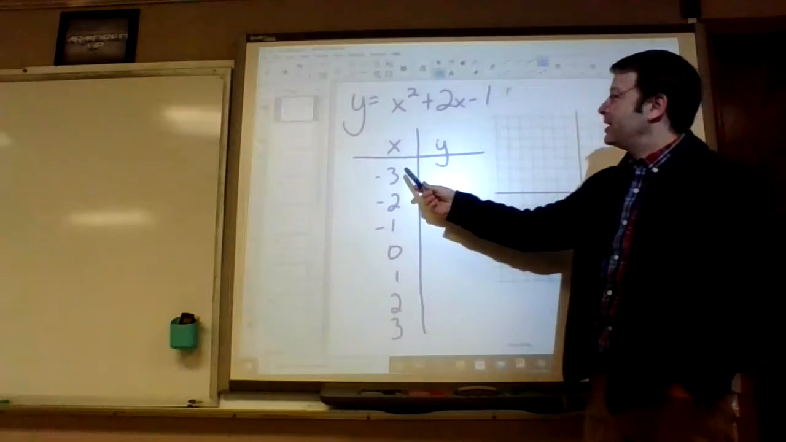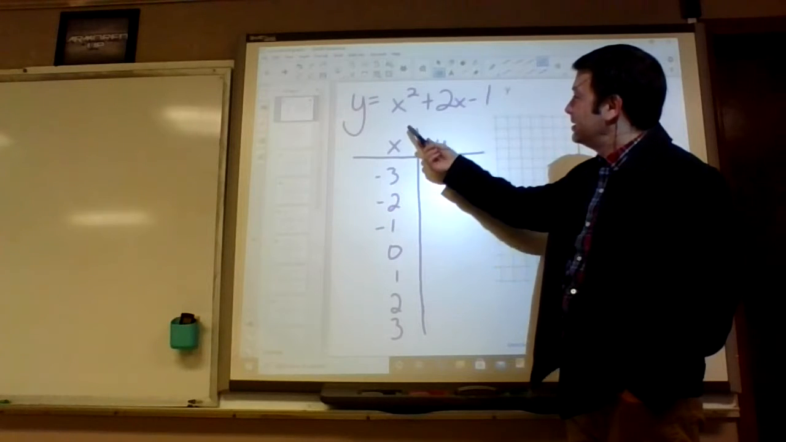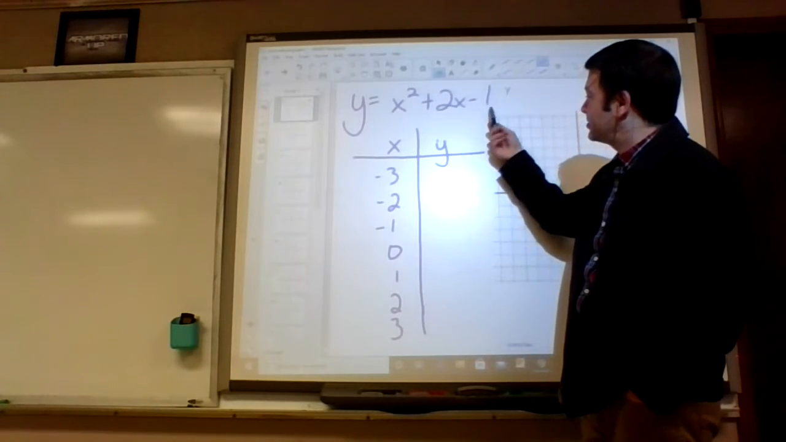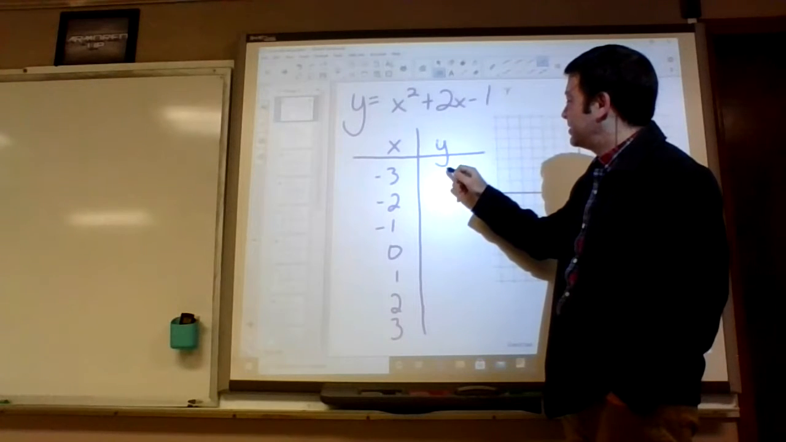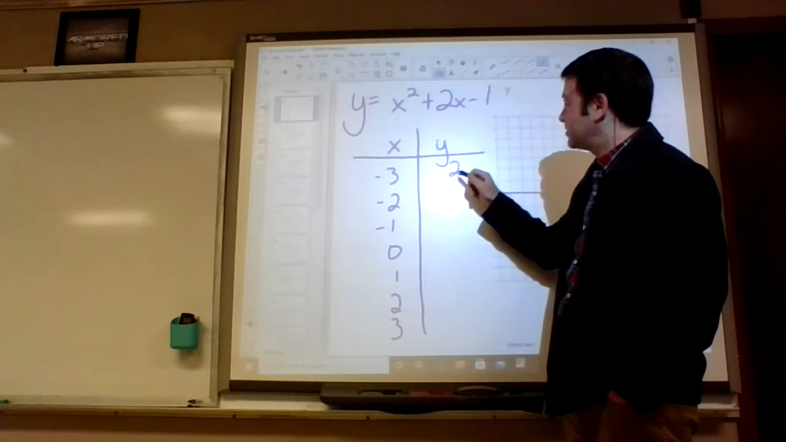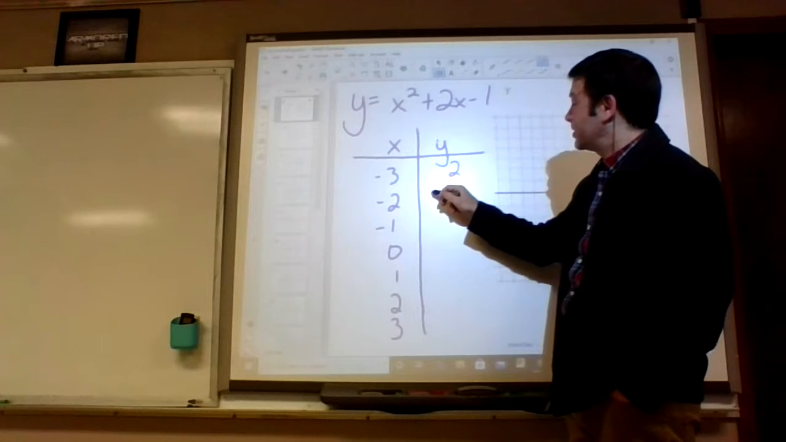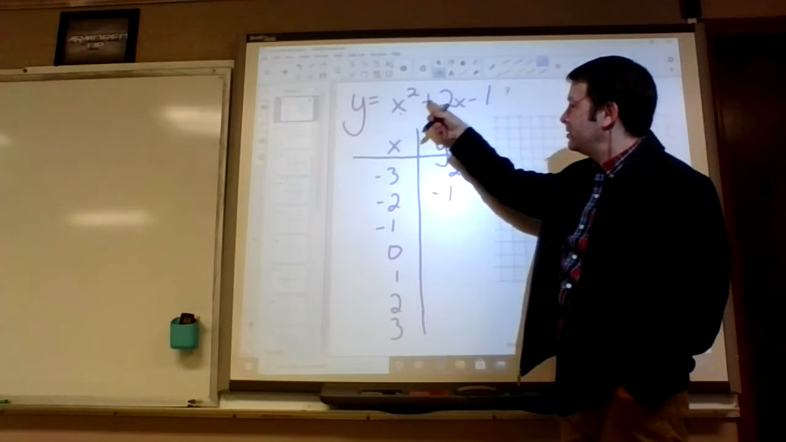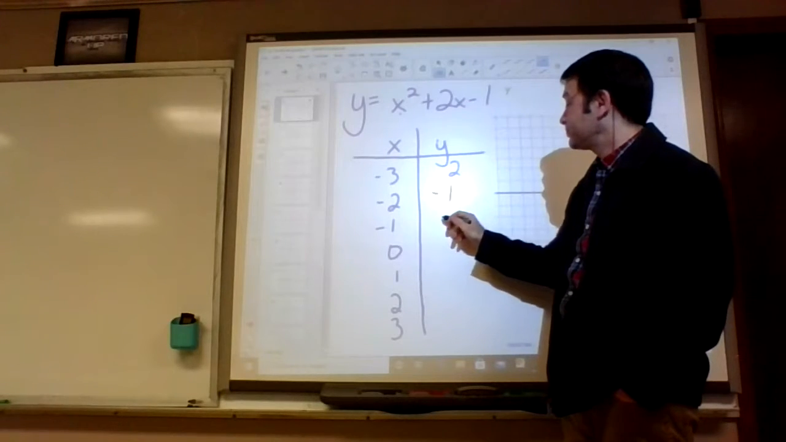If I plug in -3, oh, this is not going to work very well. That would be 9 minus 6 minus 1. So that would be 2. I guess that'll work, okay. 4 minus 4, that would be -1. If I plug in -1, that'd be 1 minus 2 minus 1.